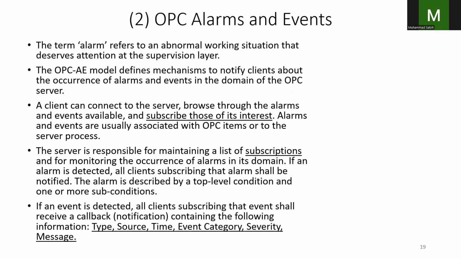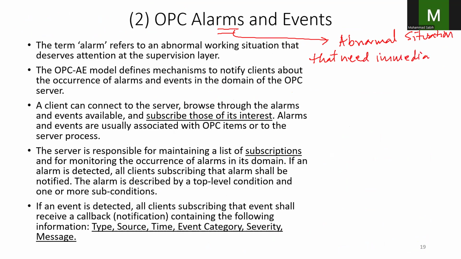Next, we will talk about some alarms and events in industrial systems. Alarms or events basically show abnormal situations that need immediate attention, and there should be some actions.